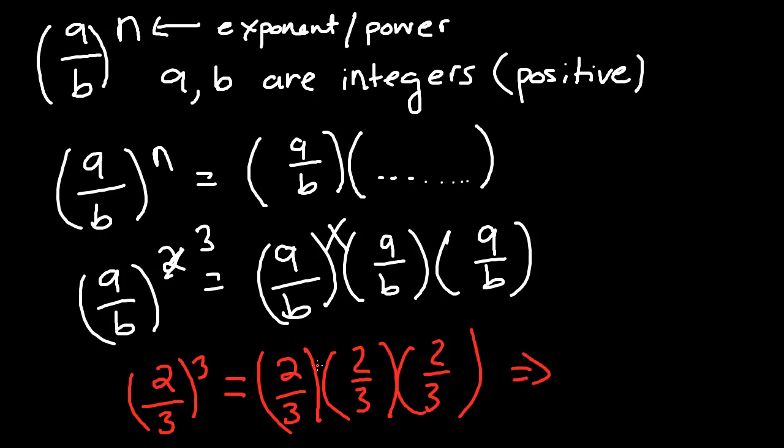And that would give us exactly, well, 2 times 2 is 4, times 2 is 8, so that'll be 8, and then 3 times 3 is 9, times 3 is 27, okay? So basically, this formula always works as long as a and b are integers, but they have to be positive, and n is an exponent or power, okay? Any exponent or power.